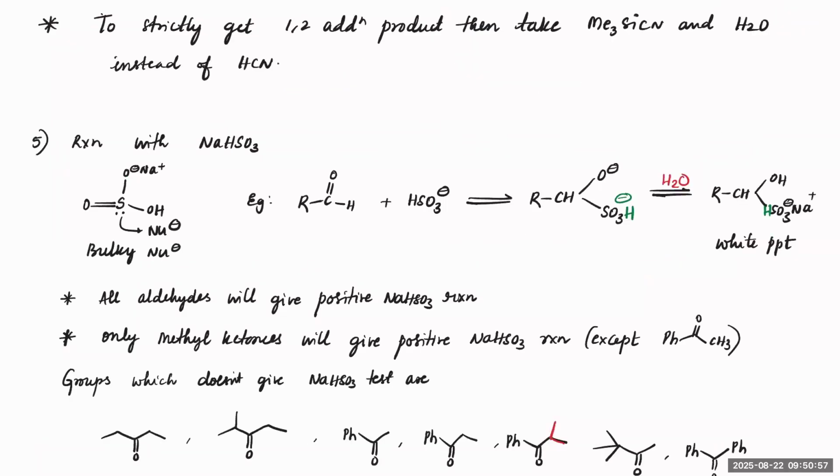Now, if you want to get a strictly 1,2 addition product only, then you take a little bulky cyanide here, trimethyl silicon cyanide, and then water. So, by which you can only get 1,2 addition instead of HCN. Got it? Because on the 1,2 addition, the carbon's positive charge is higher. So, that can be helped by this cyanide.